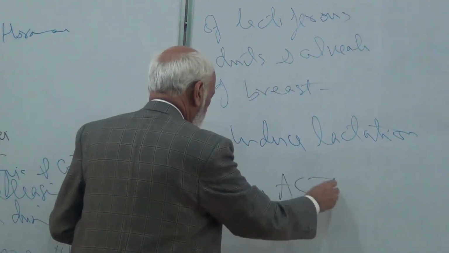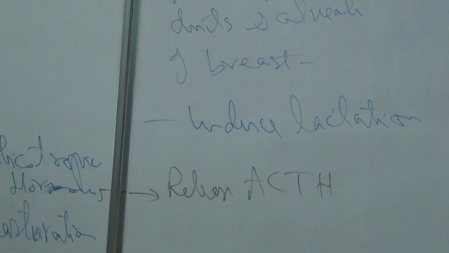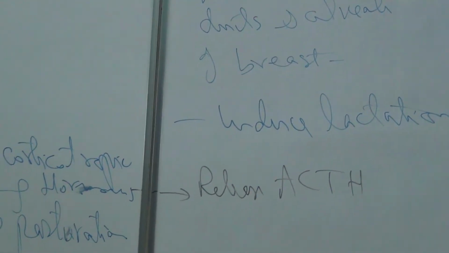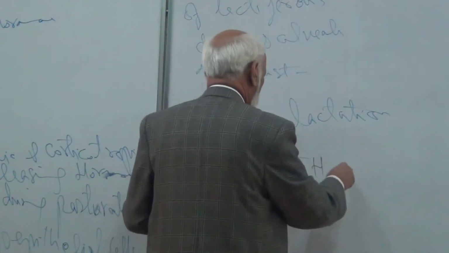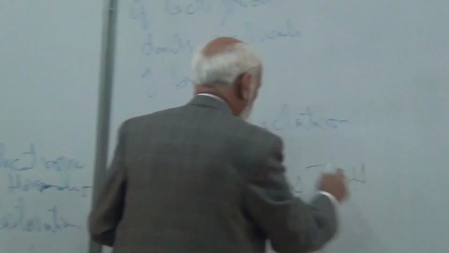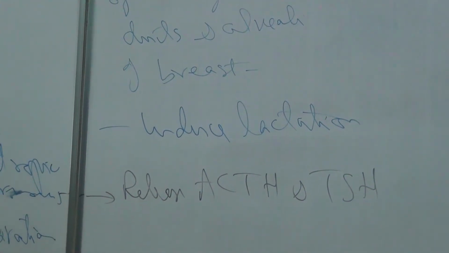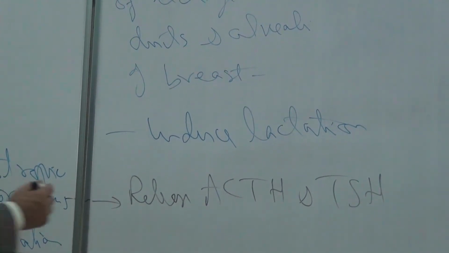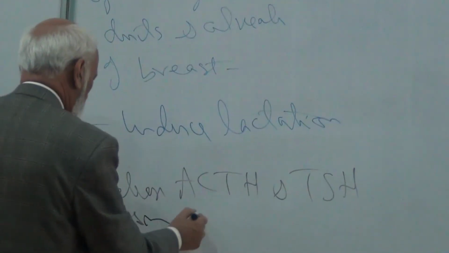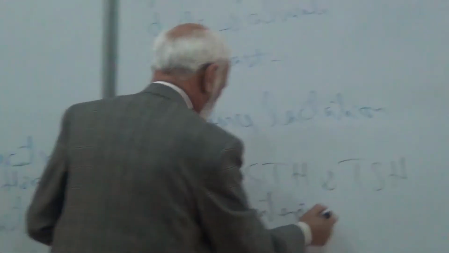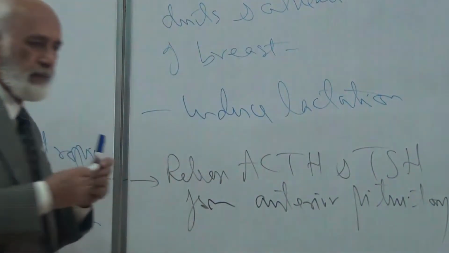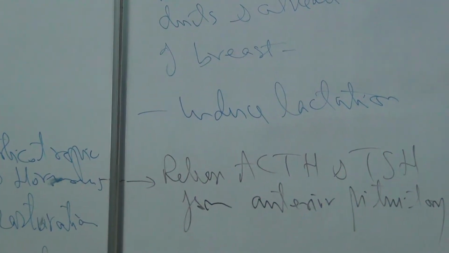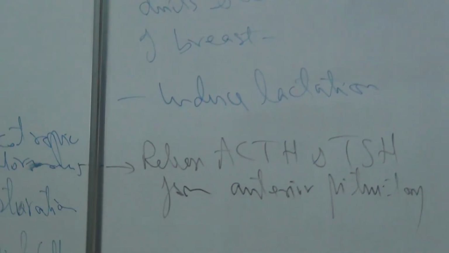Release of ACTH, corticotropic hormone, and thyroid stimulating hormone, TSH, from the anterior pituitary. So these were the functions of the paraventricular nuclei.